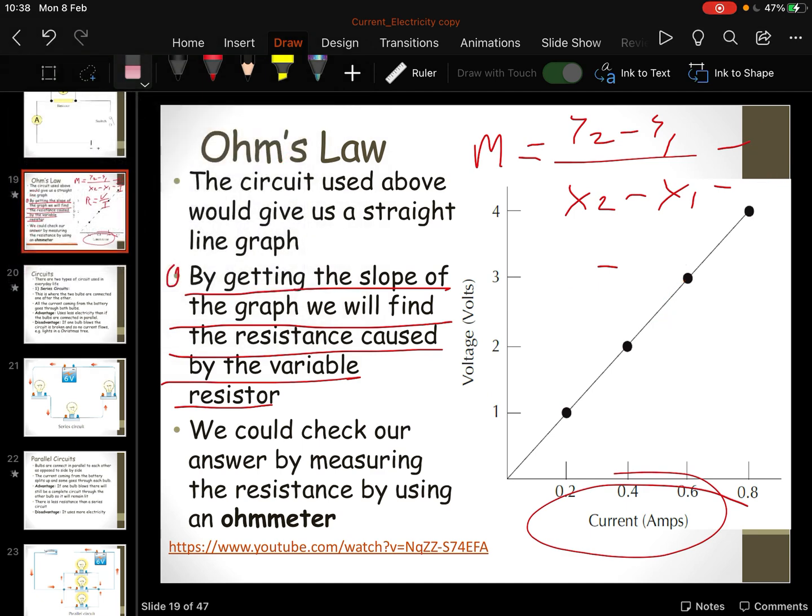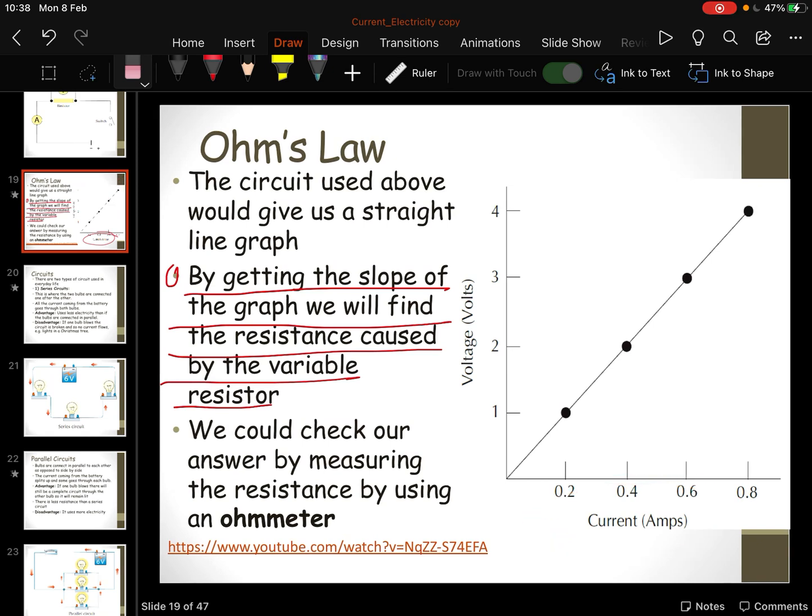Let's get that rubber to work again. There we go. All right, so take down that point there. By getting the slope of the graph, you will find the resistance caused, okay? And then after, go back and watch this link here on the bottom. All right, so that's kind of Ohm's law. It's the basic kind of thing of Ohm's law.